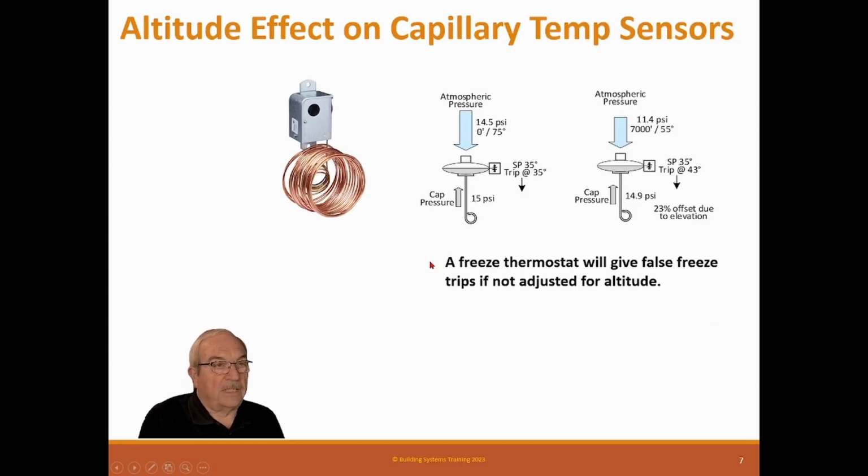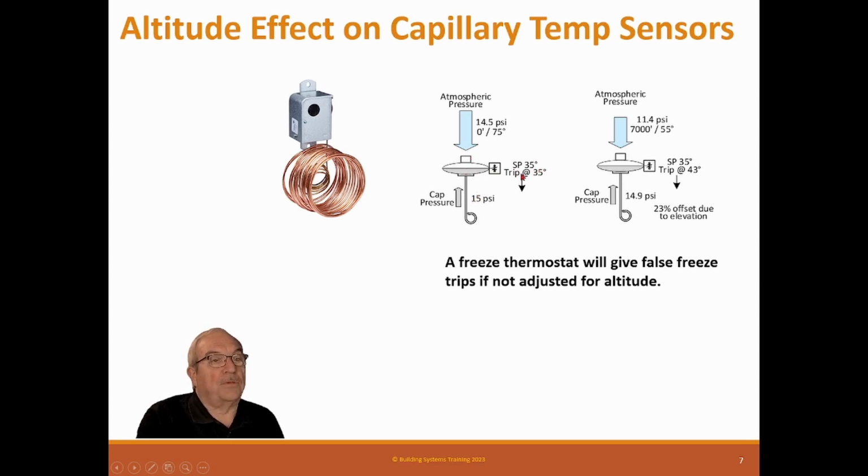Okay, so now let's talk about capillary sensors. Remember, capillary sensors have refrigerant in them. It's a closed system. This is actually a tube, and there's refrigerant inside of there. As the temperature changes, the refrigerant expands and contracts, and as it does, it pushes on a bellows that's hooked to a switch. So this is one at sea level, where we've got 14.5 psi, somewhere around 15 psi. As it gets colder, the pressure in it drops, and it allows the barometric pressure to push down and trip the switch.